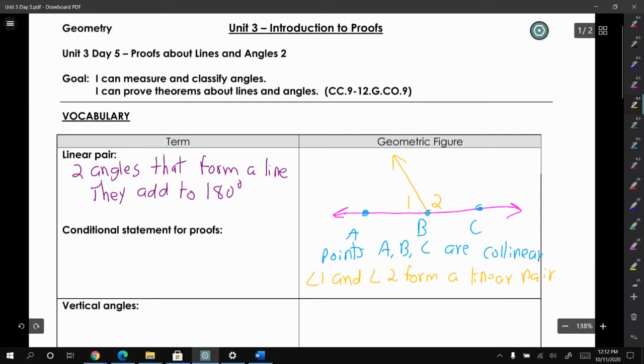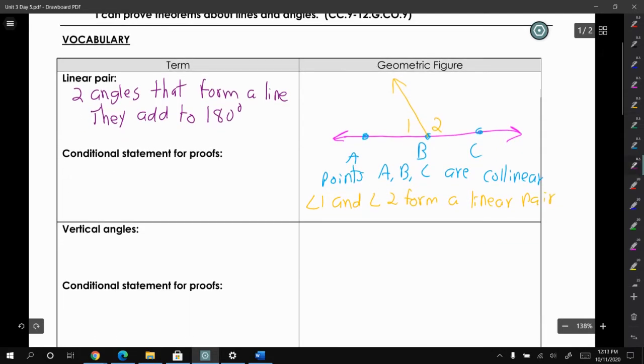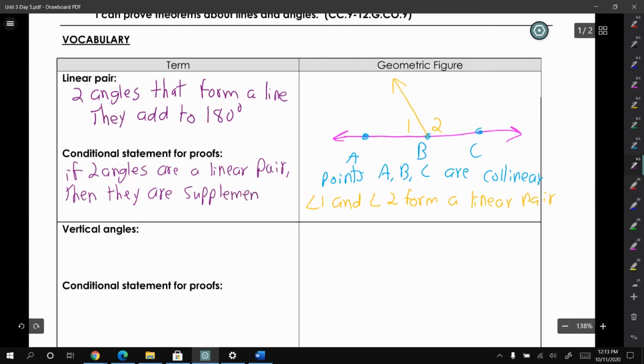And when we're writing proofs, what we would write, our conditional statement would be if two angles are a linear pair, then they are supplementary. Okay.